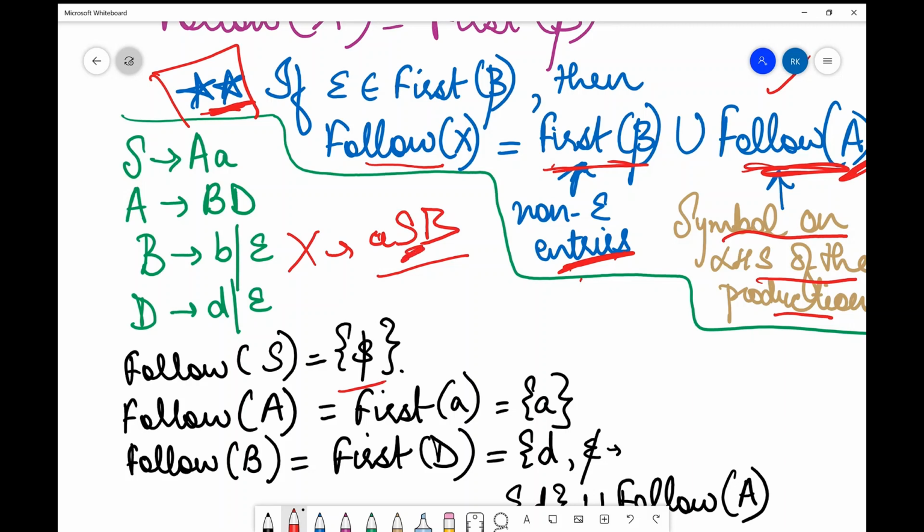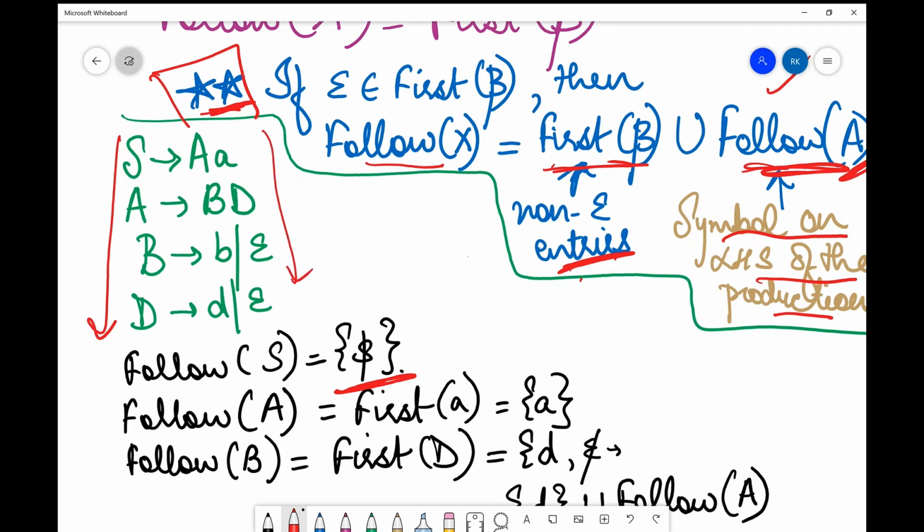So I am done with finding the follow of S, and therefore I have closed this bracket over here, and this is the final follow of S. Now similarly we find follow of A. For first you were looking at this side. Now for follow, you are looking at this side where this non-terminal is participating. So over here A is participating.